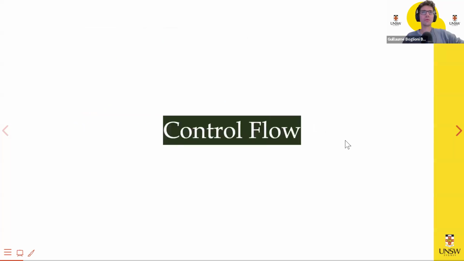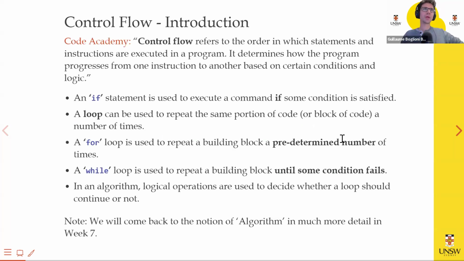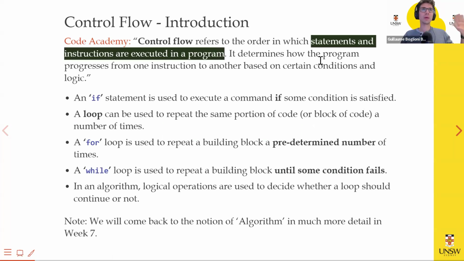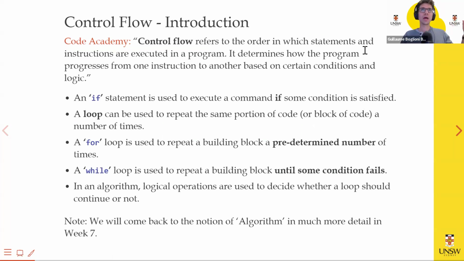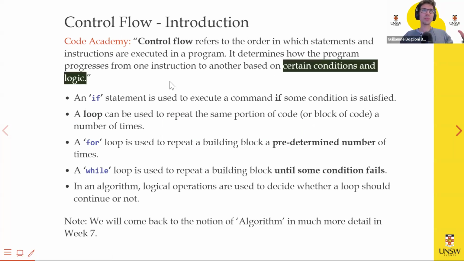Okay, for now, the concept of control flow. So here I put a quote from Code Academy. So it's called Code Academy. They must know something about coding. Control flow refers to the order in which statements and instructions are executed in a program. It determines how the program progresses from one instruction to another based on certain conditions and logic. Now, this sounds a bit maybe abstract.